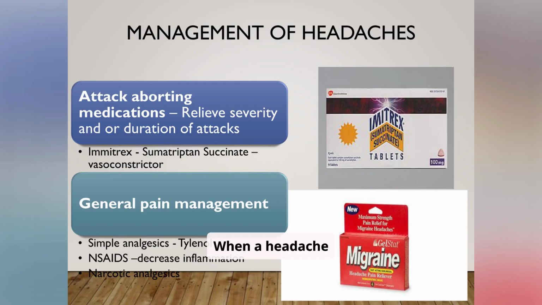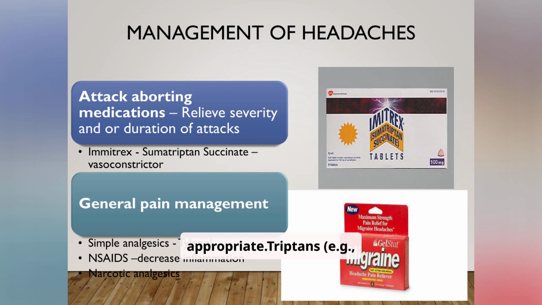When a headache strikes, attack aborting medications can provide rapid relief. Imitrex, a vasoconstrictor, is often used to treat migraines. For general pain management, simple analgesics like Tylenol, NSAIDs to decrease inflammation, and in some cases, narcotic analgesics may be appropriate.